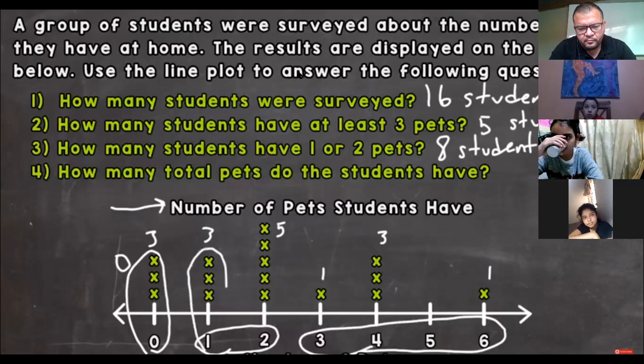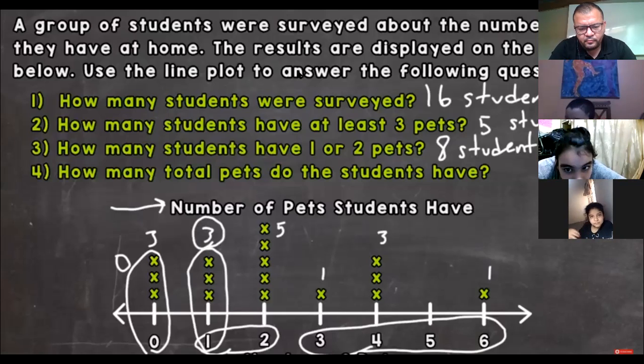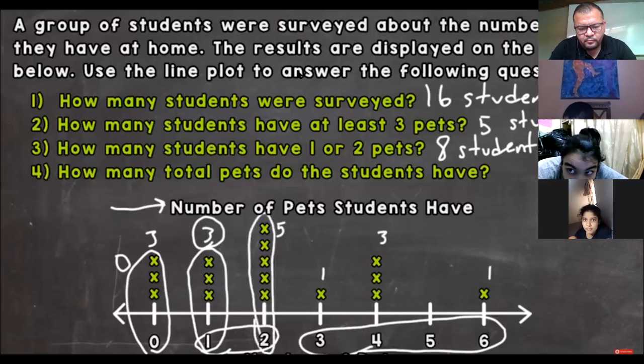Here, for 1 pet, right, we have 3 students that have 1 pet. So those X's represent a value of 1. So I'm going to circle this 3 so we know that the value of that part of the graph is 3. Now 2 pets here. We have 5 students that have 2 pets at home. So how many total pets is that? It's not 5, it's actually 10. Because again, each of those 5 students have 2 at home. So this is going to be 10.